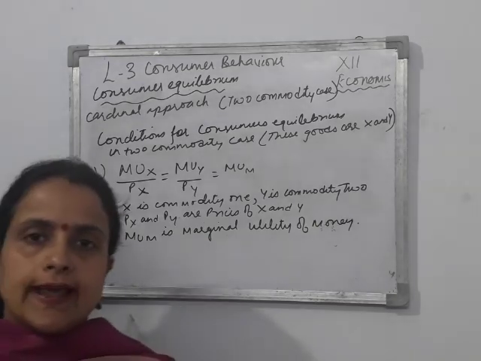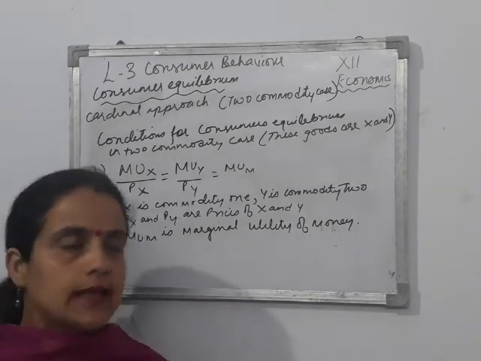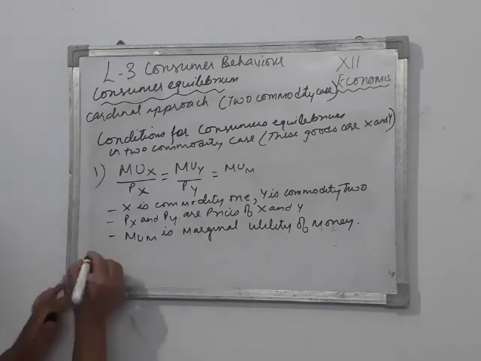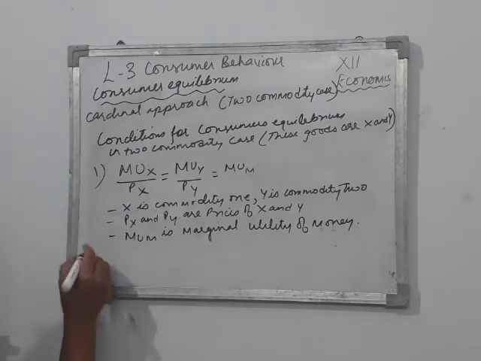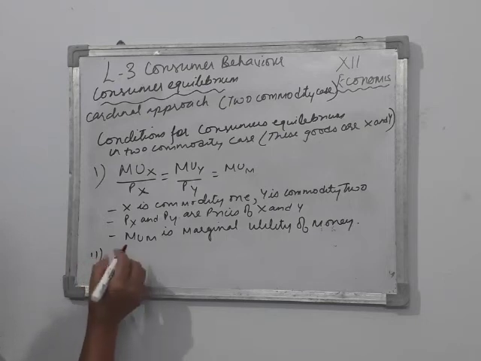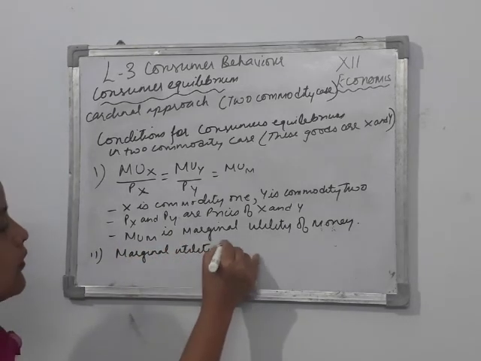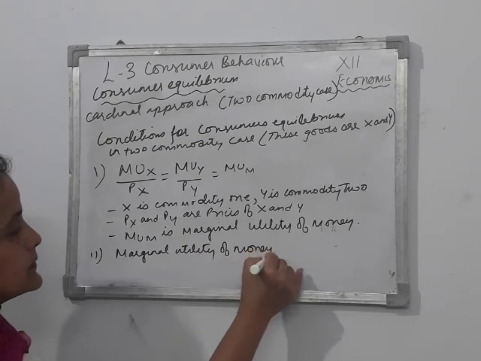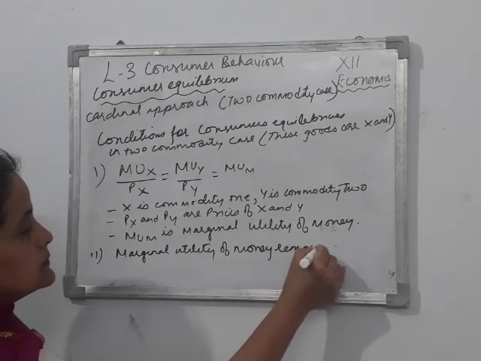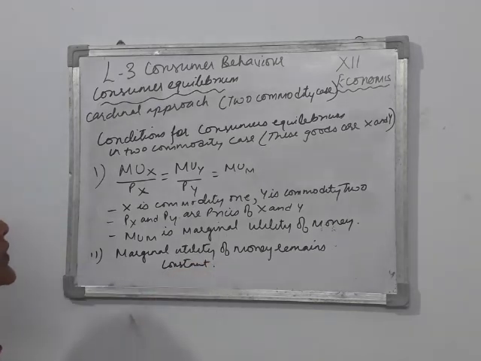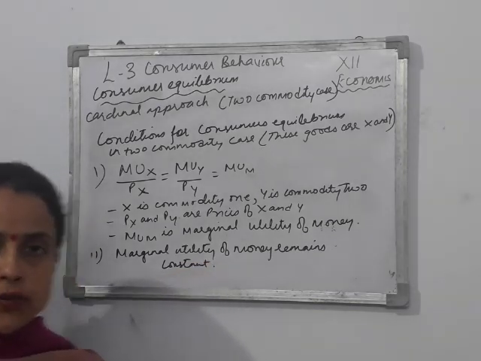Now in the two commodity case, the first condition is MUX upon PX equals MUY upon PY equals MUM, and the second condition is that marginal utility of money remains constant. So this is going to be your second condition. I hope this is clear to you.